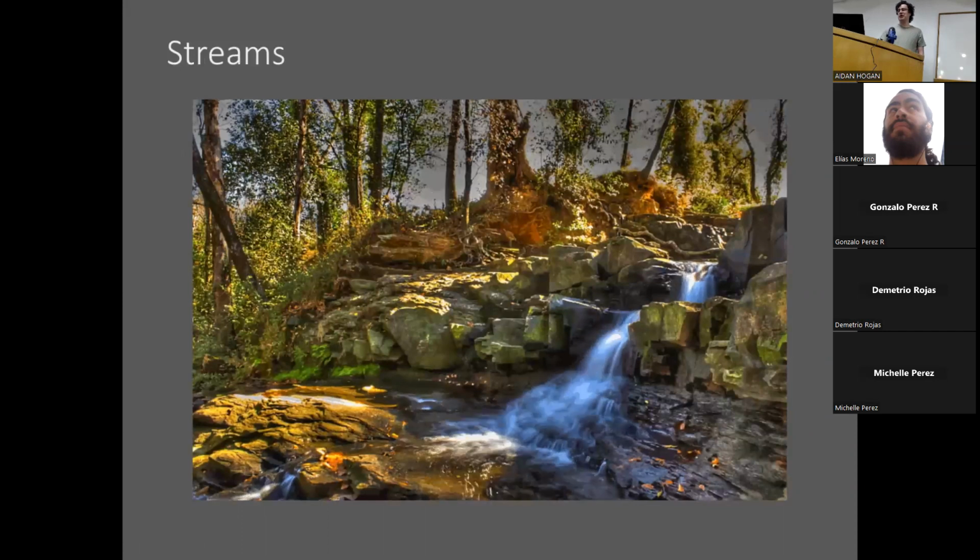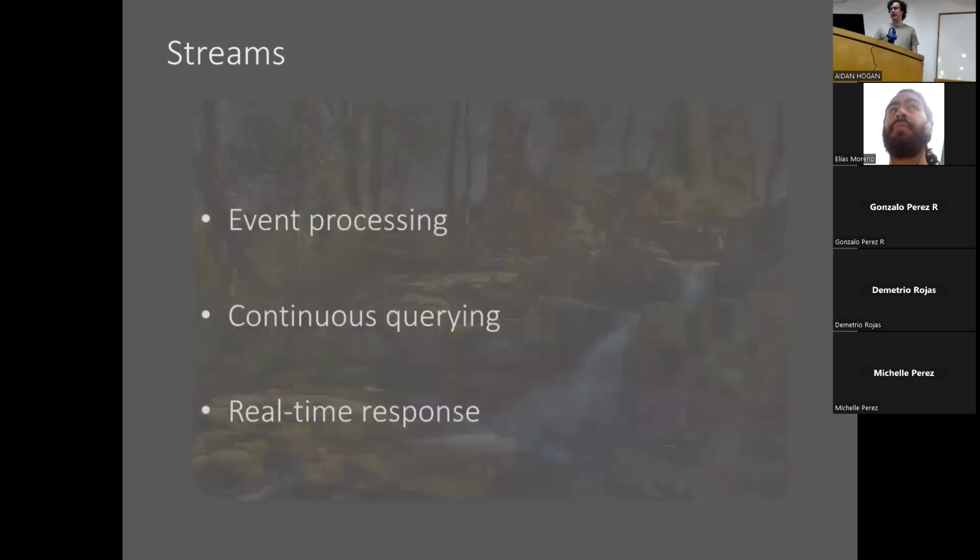When we talk about streams, we talk about dynamic data that are constantly flowing into the application, and we want to be able to analyze them and extract some value from them. In this case, we talk about event processing, continuous querying, and real-time response.